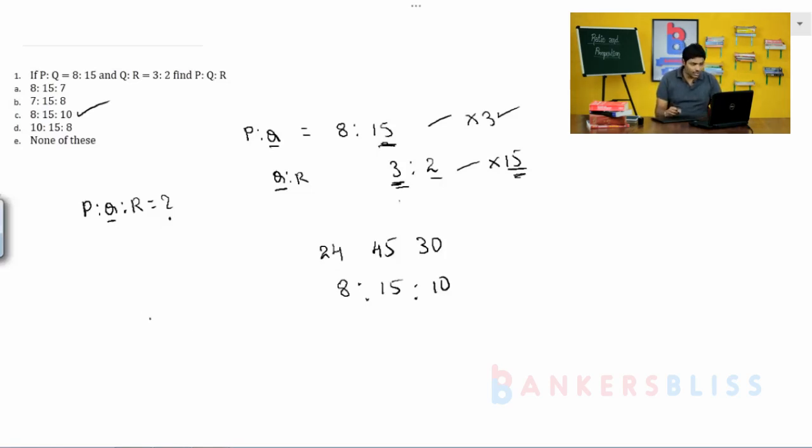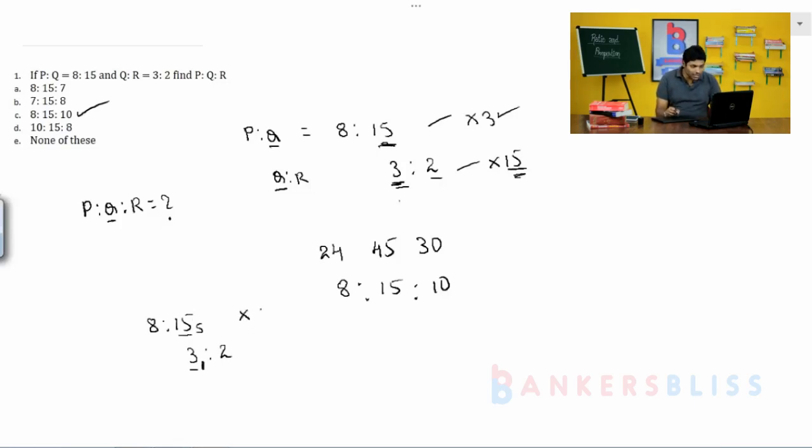Let me explain how. See here, 8 is to 15, next 3 is to 2. So we have to make this one as common. So what is the ratio between these two? 3 1s are 3, 3 5s are 15. So the ratio between those two is 1 is to 5.